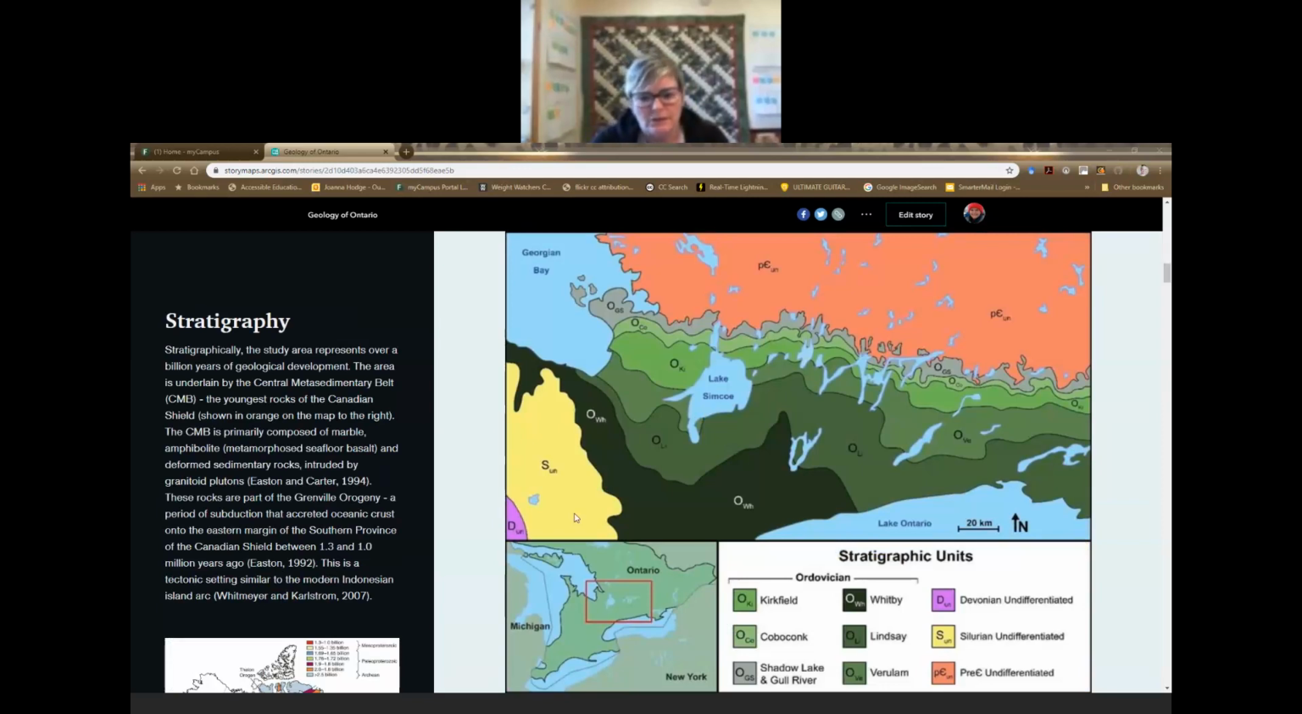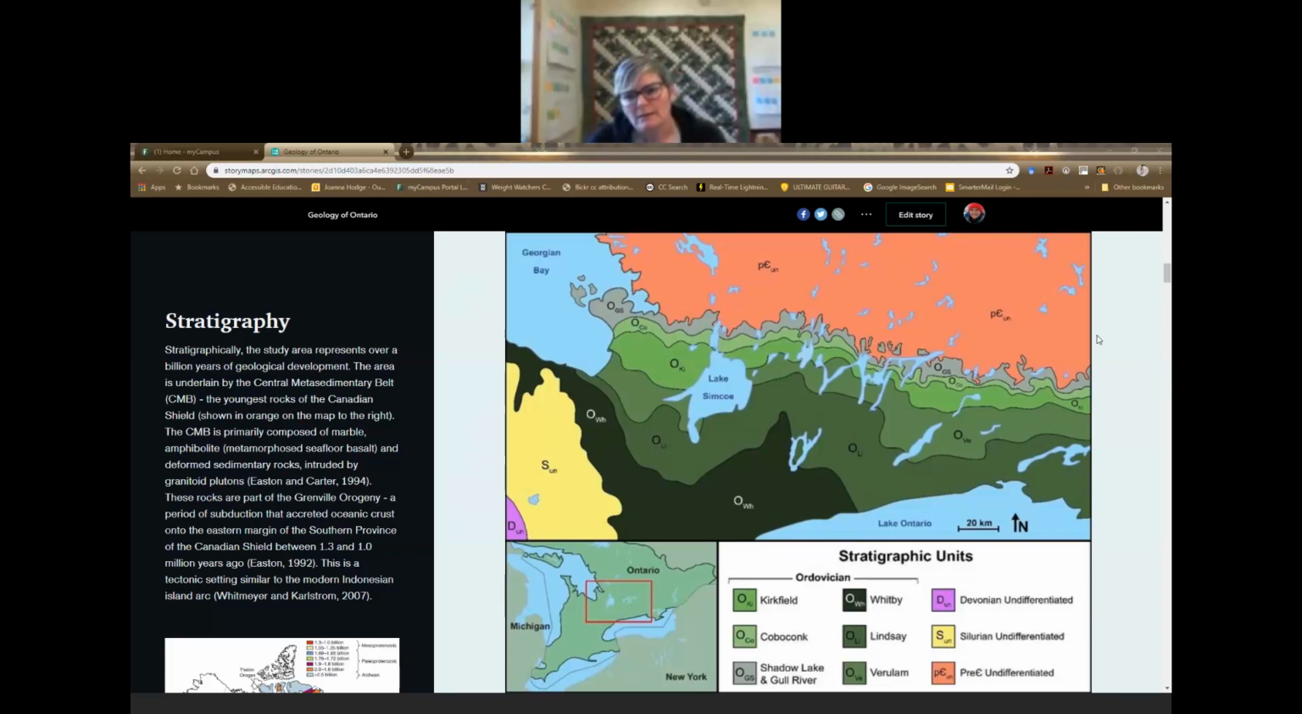This is a geological map of the Southern Ontario area. And if we think of this from a stratigraphic perspective, essentially our study area represents about 1 billion years of geological development, just a little bit over. These pink rocks or orange rocks that you see up here in the northern part of the map sheet is the Canadian Shield. So that is the part of the Canadian Shield called the Central Metasedimentary Belt. And these are actually the youngest rocks in the Canadian Shield.